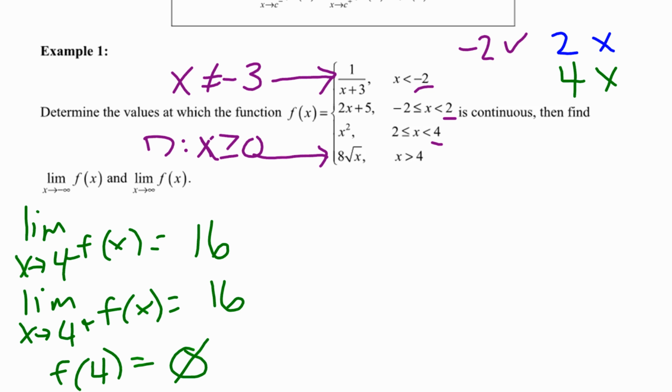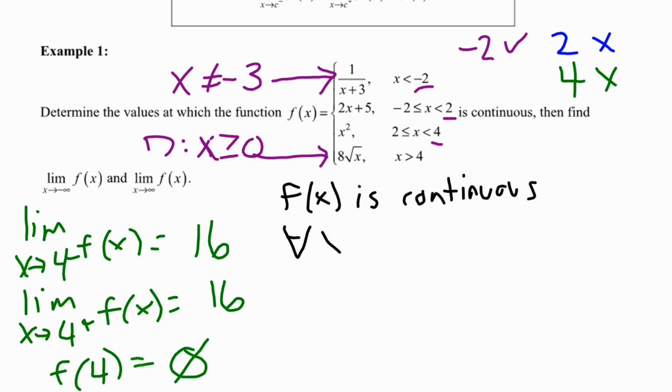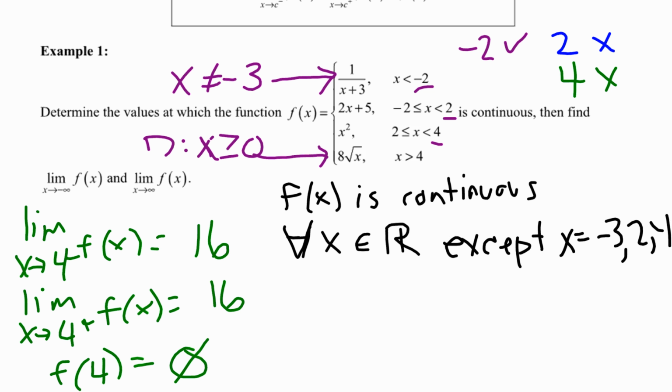So we had to determine the values at which the function f of x is continuous. So let's answer the question. F of x is continuous. I'm going to get real fancy. This means for all real number x values, except at x equals -3, 2, or 4.